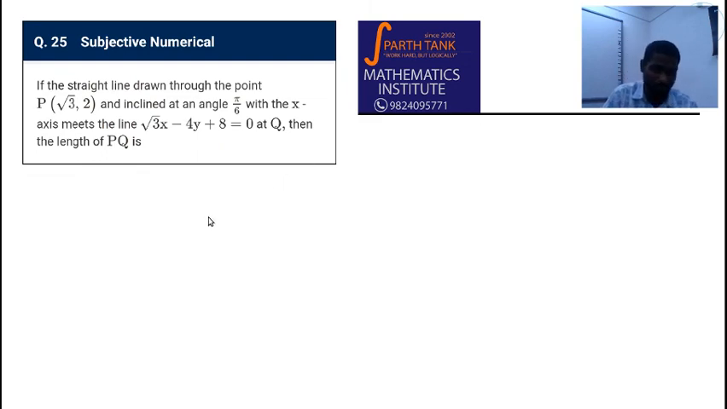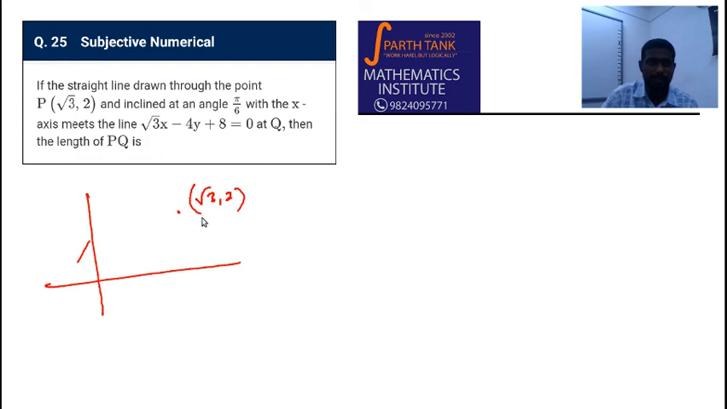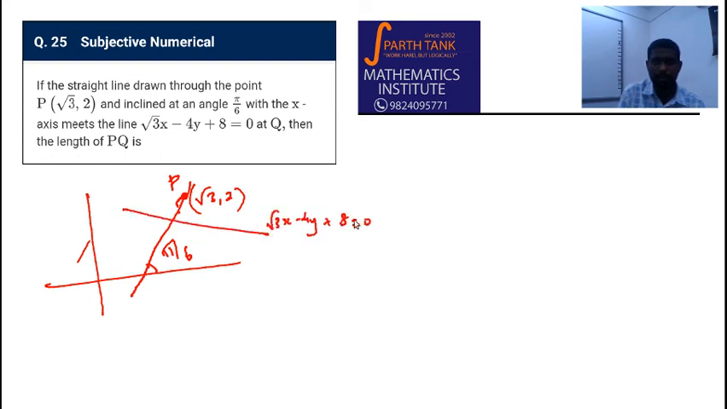Let us find out. If the straight line drawn through the point P, which is root 3 comma 2, so there is a point root 3 comma 2, and there is a straight line drawn through this point, makes an angle pi by 6 with the x-axis, meets the line, another line, root 3x minus 4y plus 8 is 0 at Q, then the length of PQ is... Basically find the equation of this line through P and angle pi by 6, solve it, get P, get Q and then find the distance.